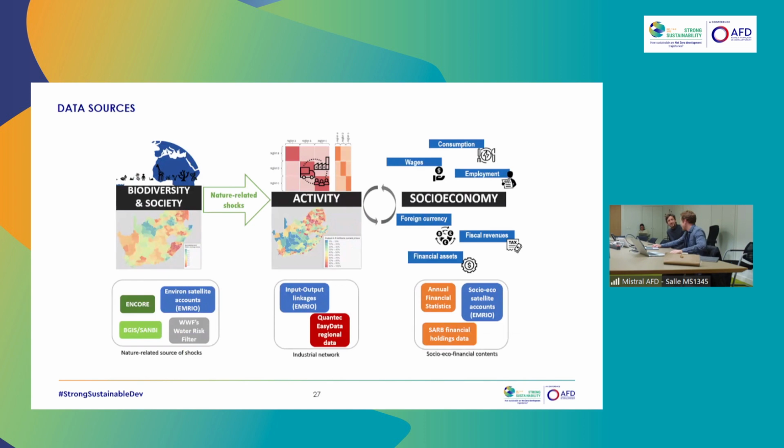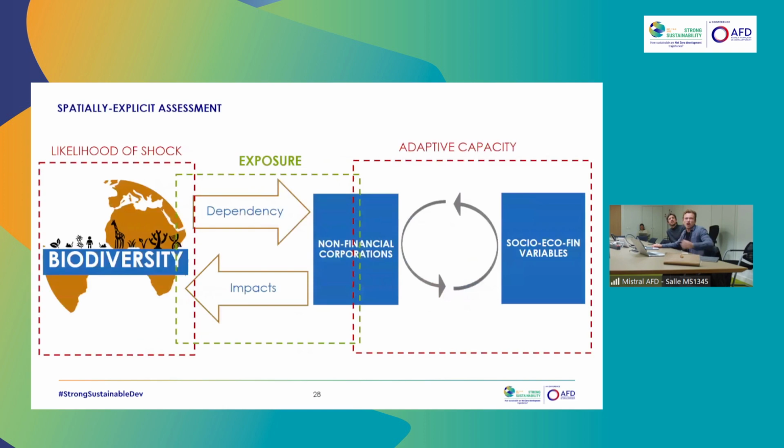So for the spatially explicit assessment. For the exposure assessments, we only know how different industries and then different socioeconomic variables are dependent on ecosystem services or how they are affecting biodiversity. These are first-way metrics to approximate the exposure to such shocks, but it's not really convincing.